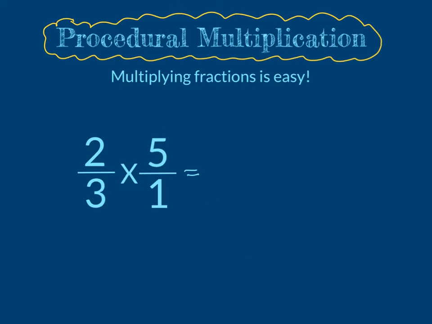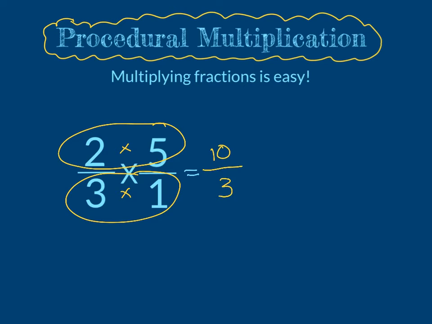Once I've changed 5 into 5 over 1, the rest is pretty easy. I go back to multiplying numerator by numerator, denominator by denominator. So when I multiply 2 times 5, I'm going to get 10. And when I multiply 3 times 1, I'm going to get 3. And then, of course, I want to change this into a mixed number. And I can get 3 groups of 3 out of 10 with 1 left over, giving me the mixed number 3 1/3.